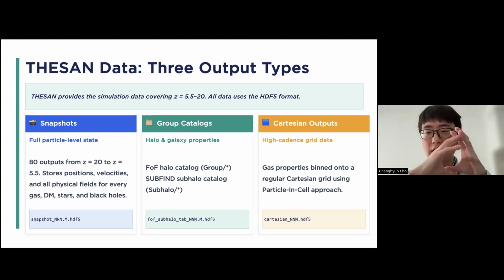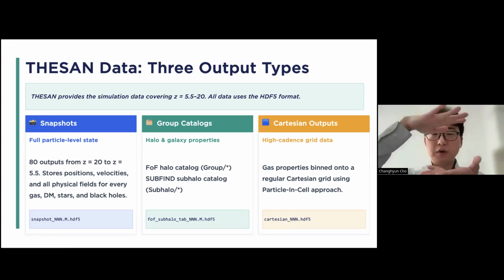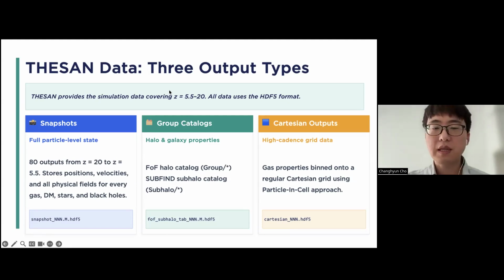Using this SUBFIND algorithm, you can get information about galaxy properties: the mass of the galaxy, the size, the shape, the metallicity, and all those kinds of information. Most of the time, you will use this group catalog data. I'm just going to show you how to read those later.